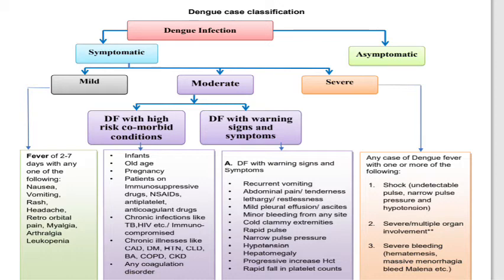And severe disease is characterized by shock, severe or multiple organ involvement, and severe bleeding, which includes hematemesis, massive menorrhagia, or melena.